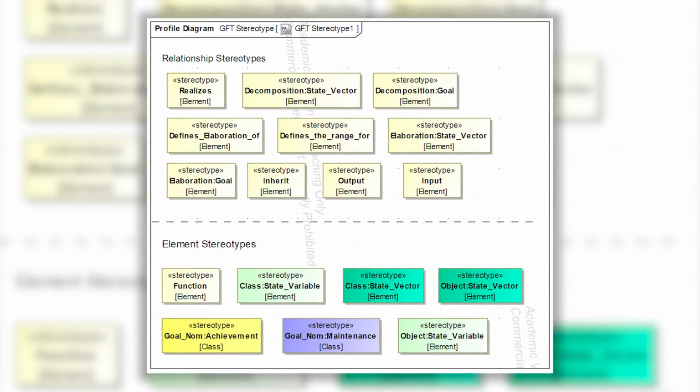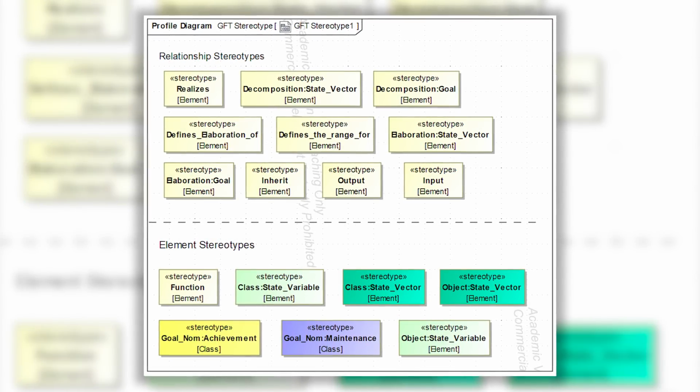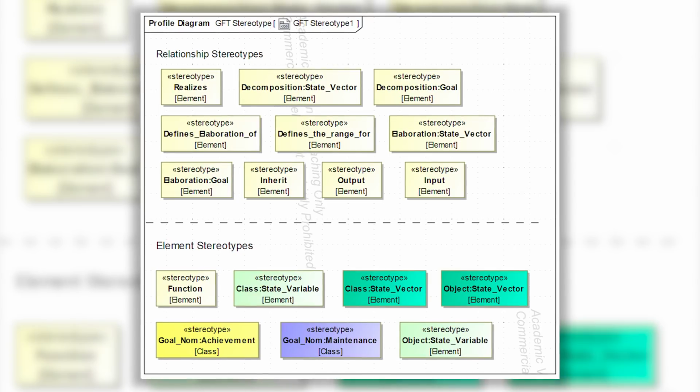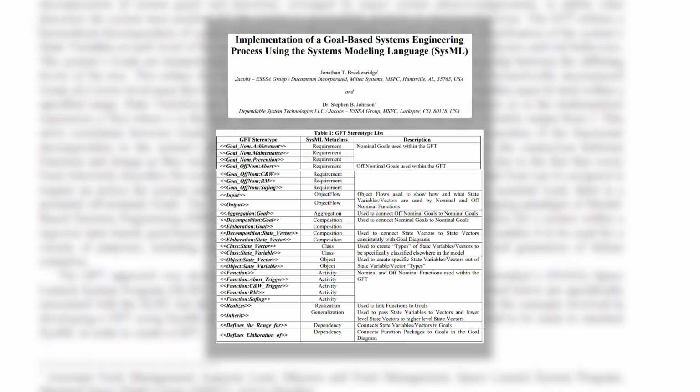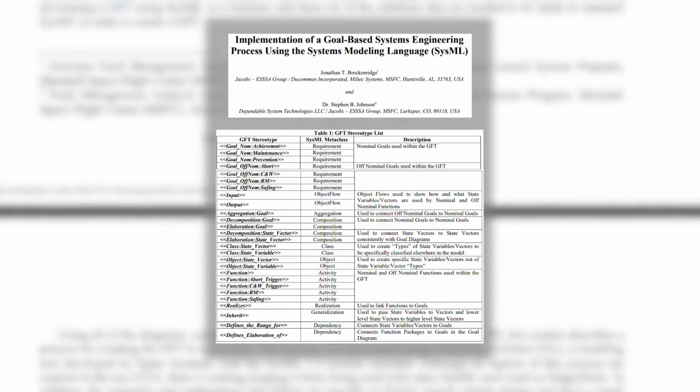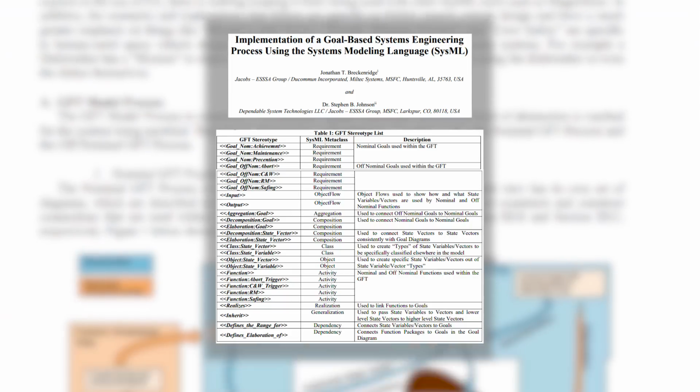Large sets of custom stereotypes need to be created to define elements in both Cameo, as shown earlier, and Sparx, as demonstrated by Breckenridge and Johnson. Stereotypes are simply meant to tag elements and are not to be relied on to define elements.